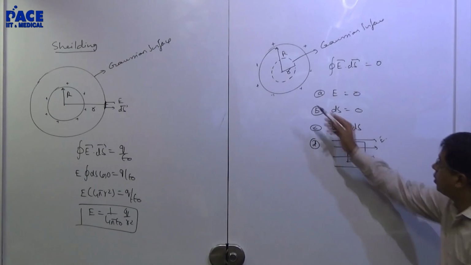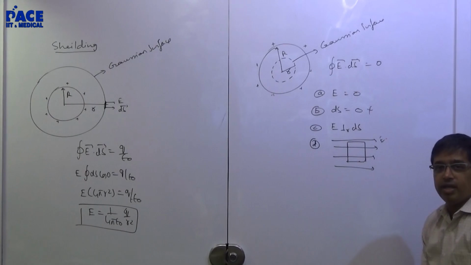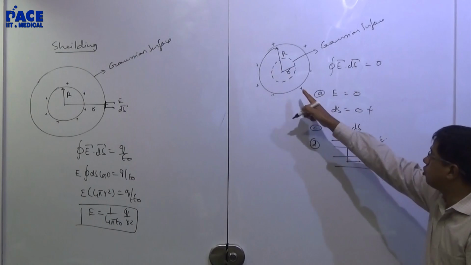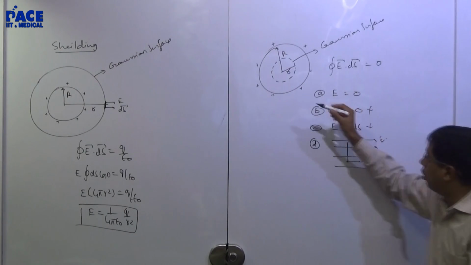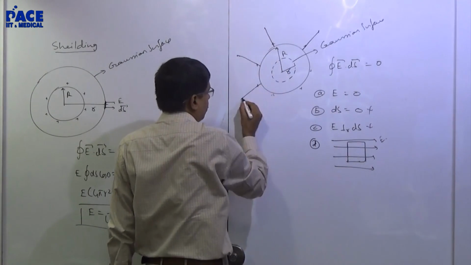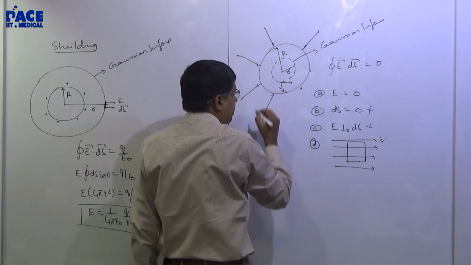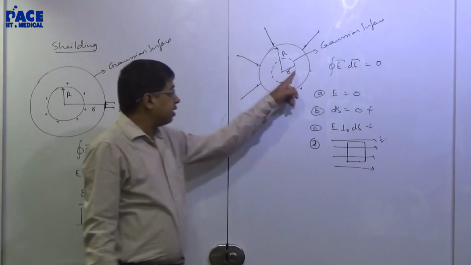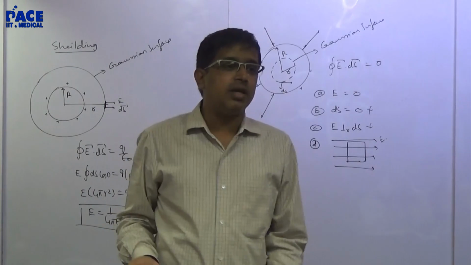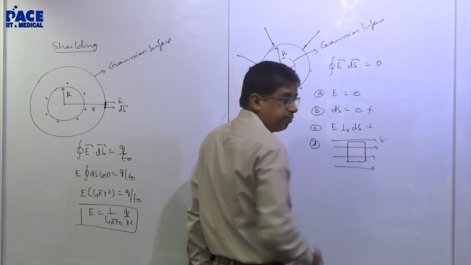So among the 4 options, I assumed a Gaussian surface, so I eliminate this area to be 0. I know the area is not 0. Right? I took E perpendicular to ds, not possible. This will be eliminated because outside the field is radially outwards. Inside, for this to be ds, the field should be tangential. If inside there is a tangential field, it should be circular. Closed circular loop is not permitted for my field. Hence this option is eliminated.